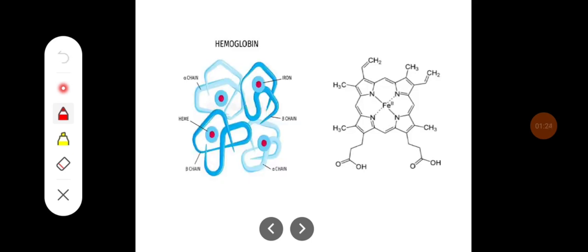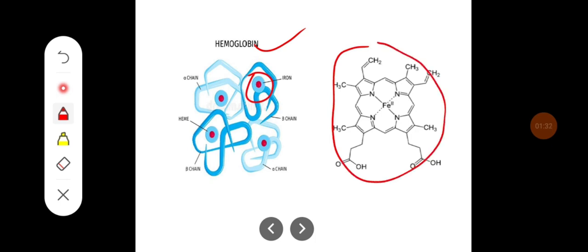So this is the structure of hemoglobin, which is made up of the heme structure. So this is the structure of the heme, and these are the 4 polypeptides associated with each hemoglobin. In each hemoglobin you have 2 chains, 2 alpha chains and 2 beta chains.